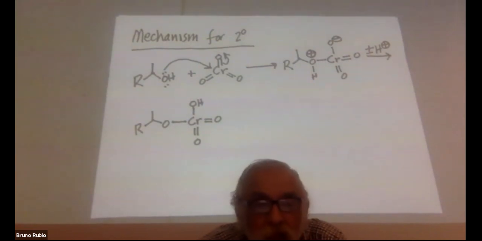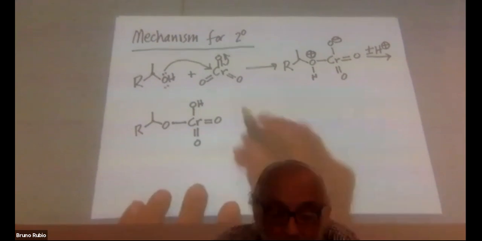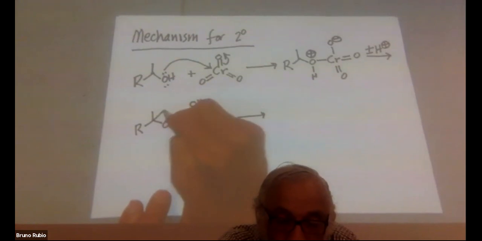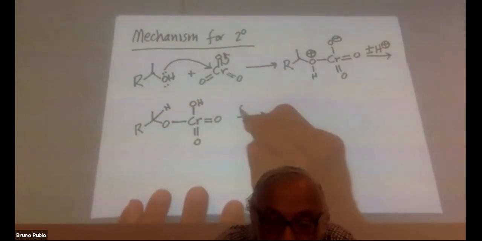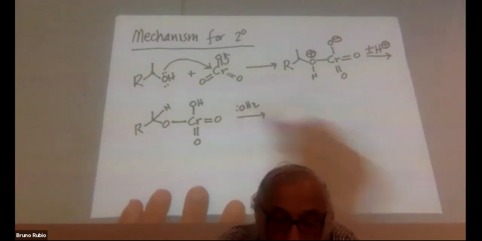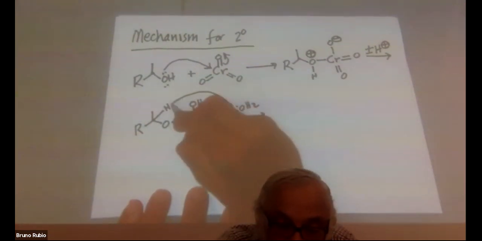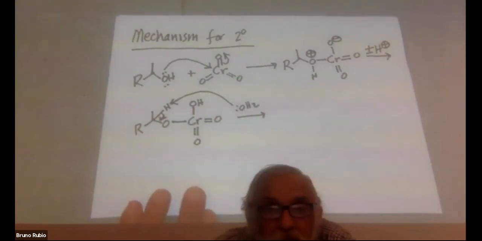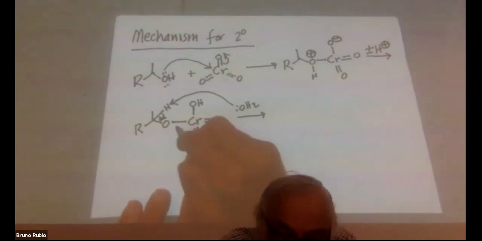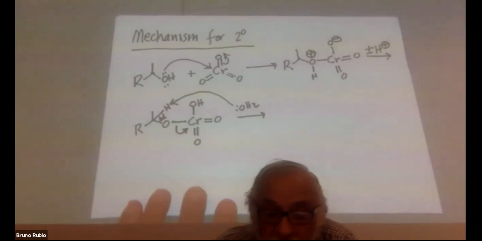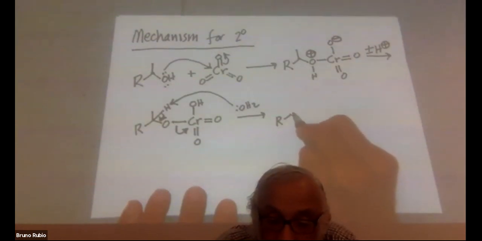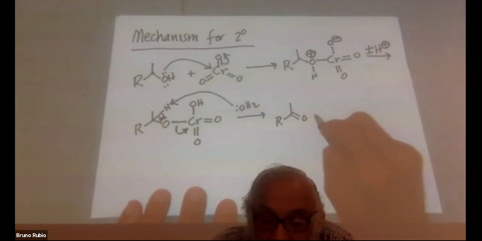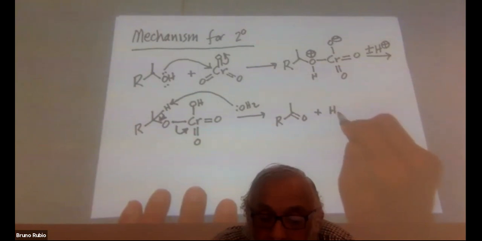Now it's time for the actual oxidation step, where up here on this carbon, we have a hydrogen, and water comes in and removes this proton. These electrons fall in here, and there's our new carbon-oxygen double bond of the ketone, and this chromium-oxygen bond breaks. So there's our Jones oxidation product of a secondary alcohol. It's a ketone, and we get hydronium ion.